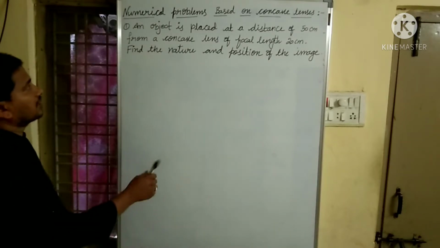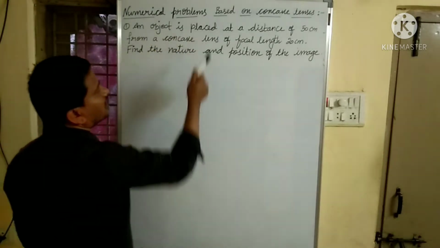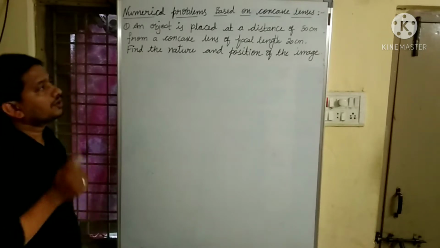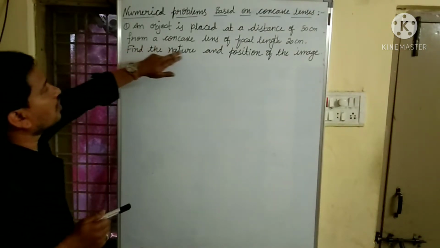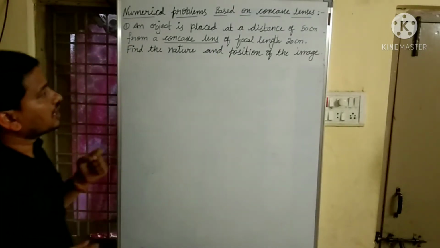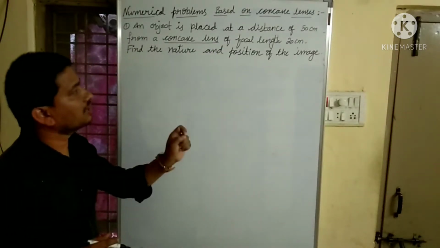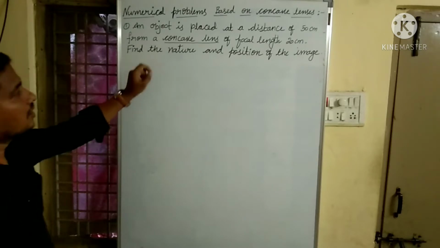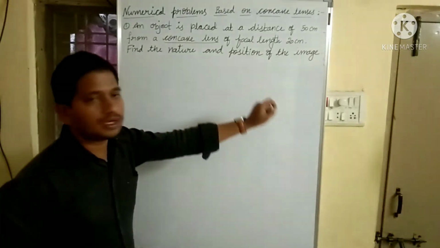See the question. An object is placed at a distance of 50 cm from a concave lens of focal length 20 cm. Find the nature and position of the image.